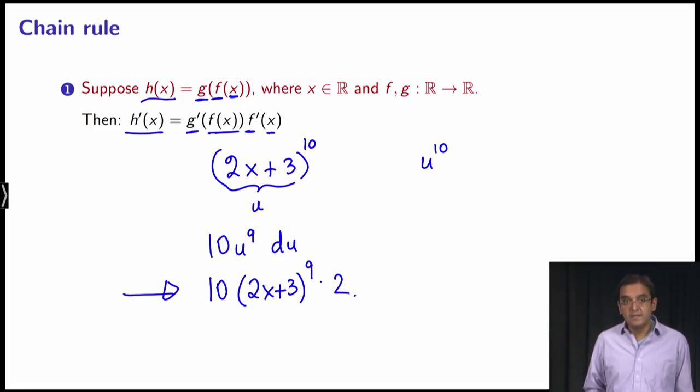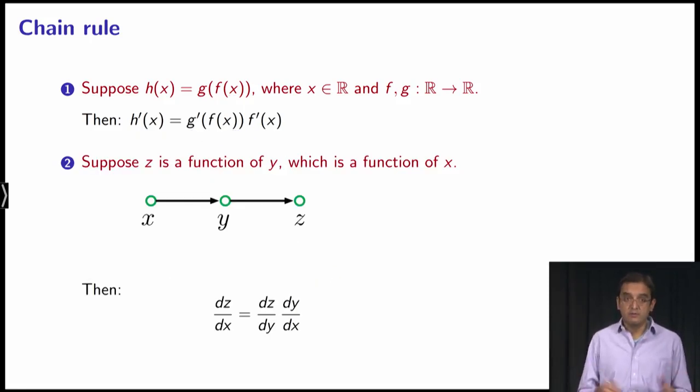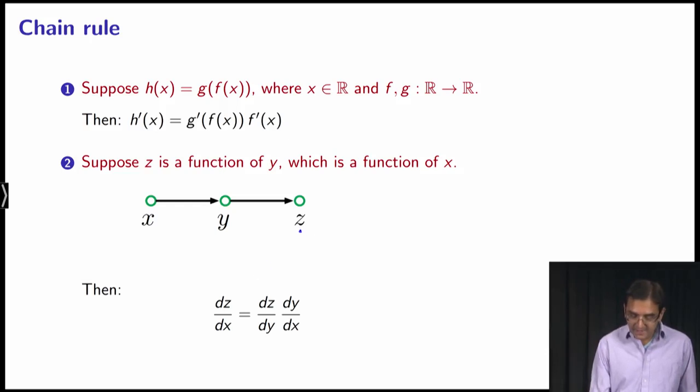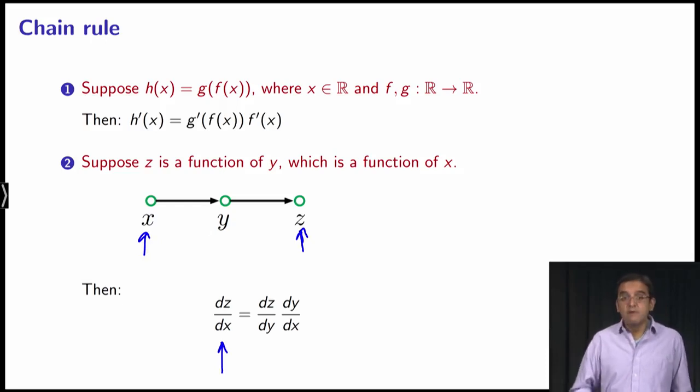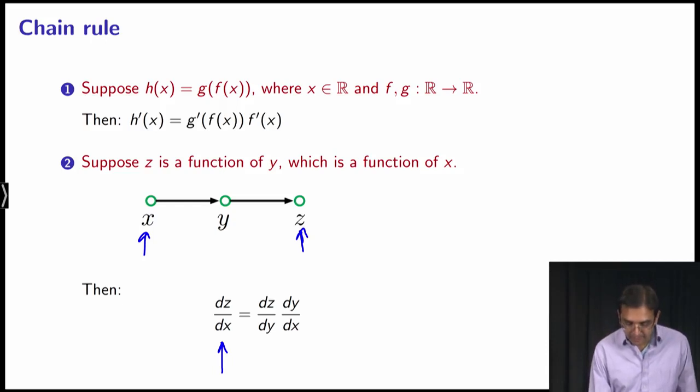Let's look at another way of writing the chain rule. Suppose we have three variables, x, y, and z, where y is a function of x and z is a function of y. Then the derivative of z with respect to x is just the derivative of z with respect to y times the derivative of y with respect to x. To see how this is equivalent to the first formulation, we're saying that y is a function of x, so let's write y as f of x. And we're saying z is a function of y, so let's write z as g of y.